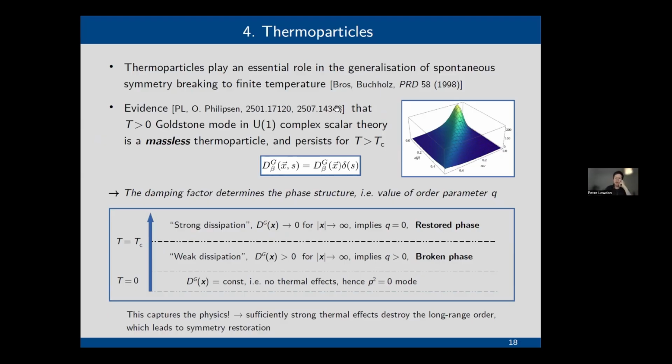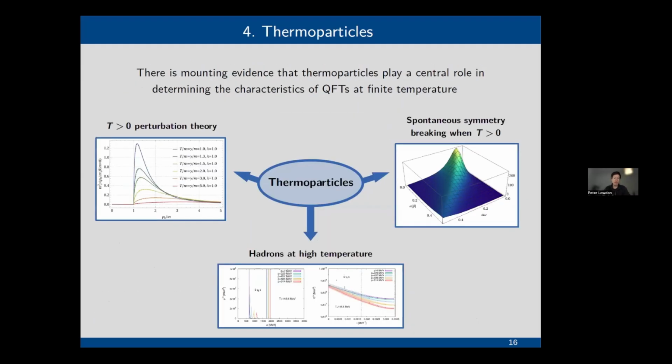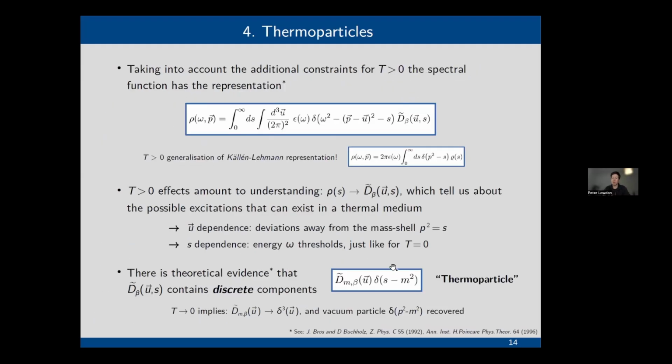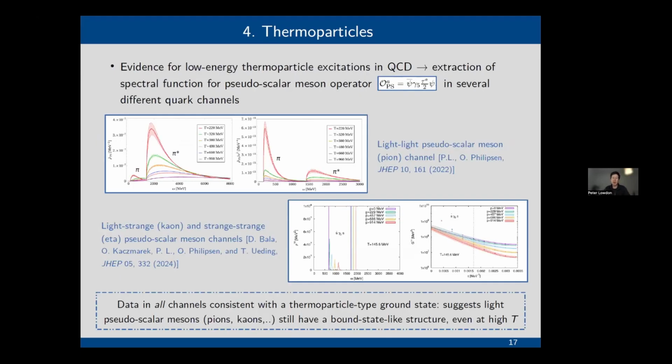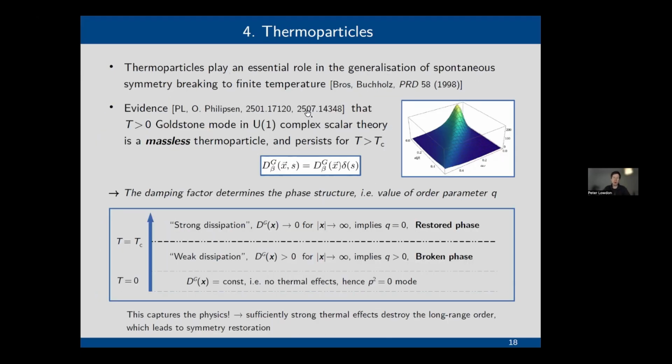And what they find is that the Goldstone mode actually has the structure of a thermoparticle. And as you may guess, this is the structure of a massless thermoparticle, because in the vacuum state, of course, the Goldstone mode is an exactly massless particle state. So what we set out to do in these works is to test this on the lattice.